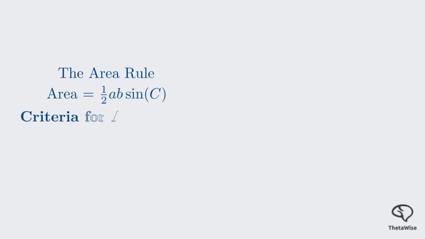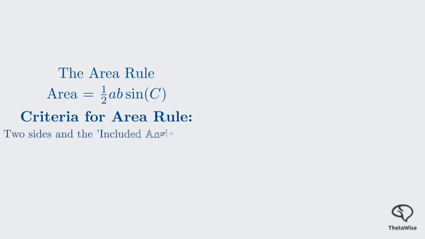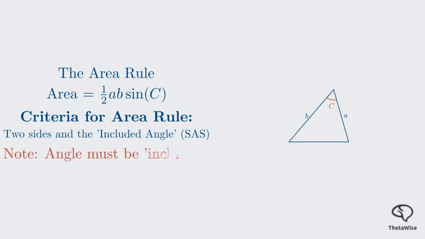The most important thing to remember is the criteria. You must have two sides and the included angle. That's the angle trapped right between the two sides you know. If you have side a and side b, you must use angle C. If the angle isn't between the sides, you cannot use this rule directly.